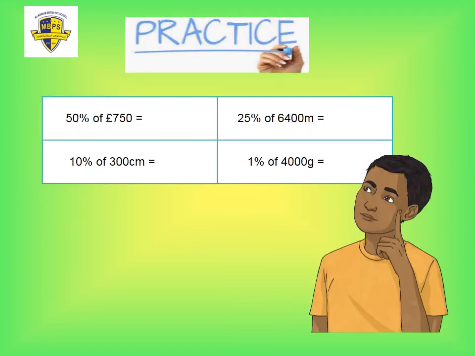Now one more example. 50% of 750. 50% means half. So half this number, or divided by 2, equals 375. Good. Now next we want to find 10% of 300. 300 divided by 10 equals 30.